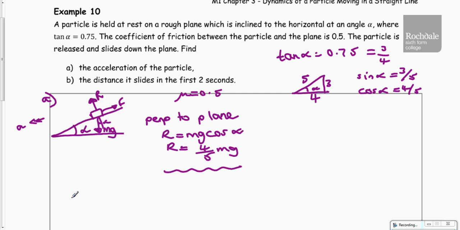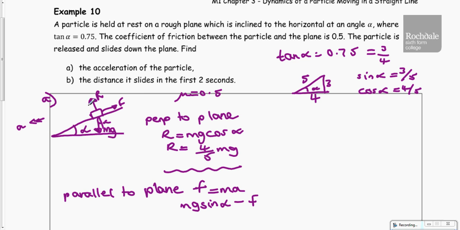If we now resolve parallel to the plane, going in the direction of motion, doing F equals ma, we'll have mg sine alpha, because we're turning away from the angle, minus the friction, because that's a resistive force. So you've got mg sine alpha pulling it down the plane, F resisting motion, and that will be equal to the mass times the acceleration.